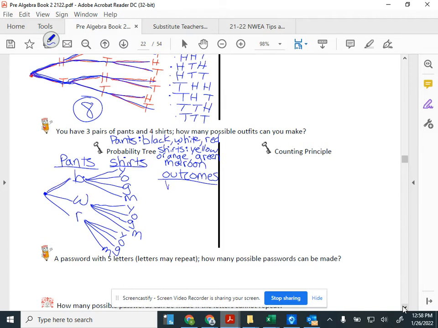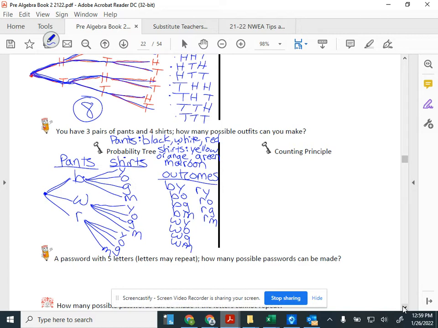It could be black pants, yellow shirt, black pants, orange shirt, black pants, green shirt, black pants, maroon shirt. Then we're going to do it for our white pants. White pants, yellow shirt, white pants, orange shirt, white pants, green shirt, white pants, maroon shirt. Now let's do it for our red pants. Red pants, yellow shirt, red pants, orange shirt. Oof, reminds me of fire. Red pants, green shirt, and red pants, maroon shirt. Well, that would be a little clashy. Red pants, maroon shirt, not a good choice.